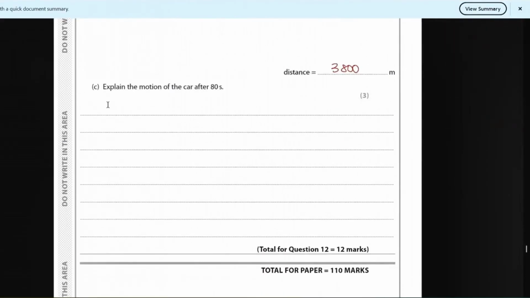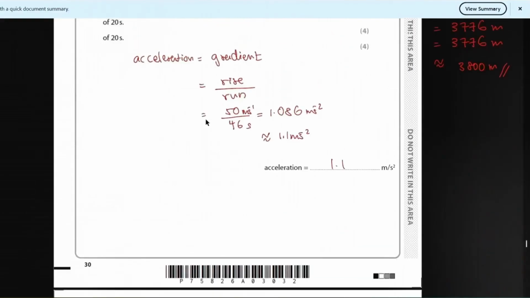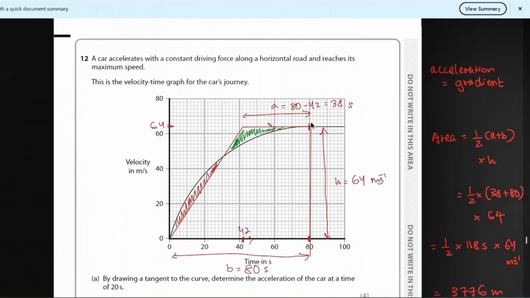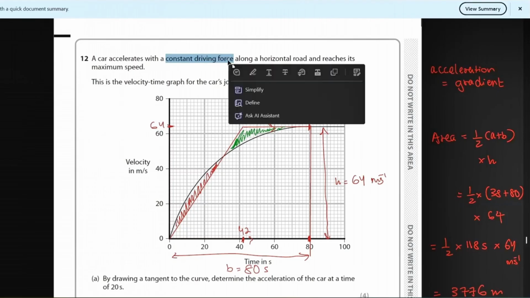Okay, question C. Explain the motion of the car after 80 seconds. So what happens after 80 seconds? We can see the velocity does not change. It stays at 64. It becomes constant. So the car moves at a constant velocity after 80 seconds. Why is that? The question said, a car accelerates with a constant driving force along a horizontal road and reaches its maximum speed. So the car maintained a constant driving force.